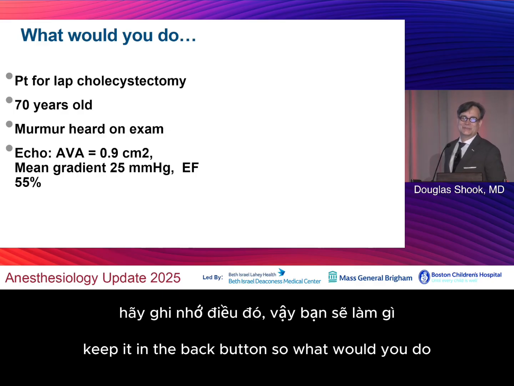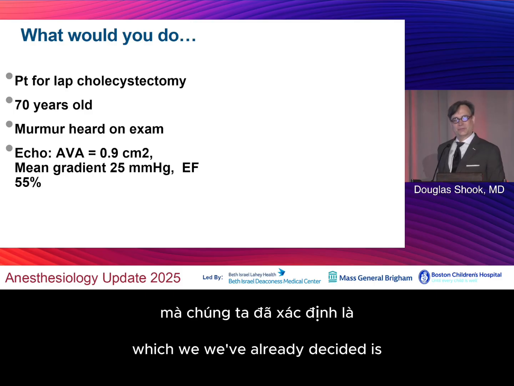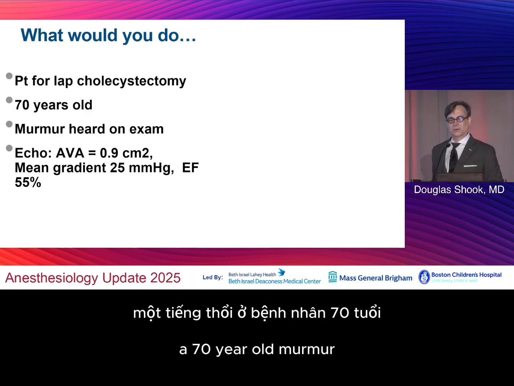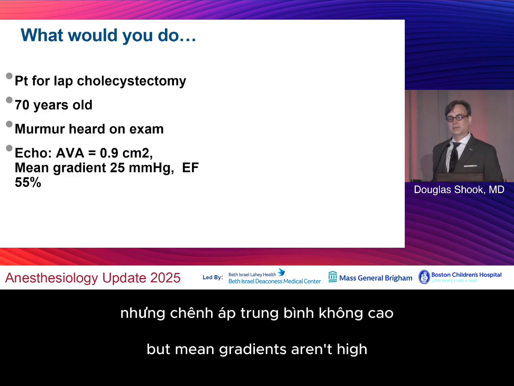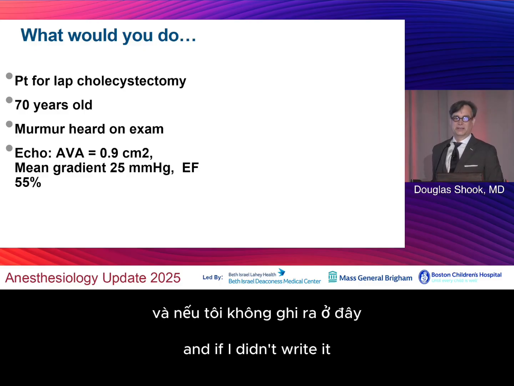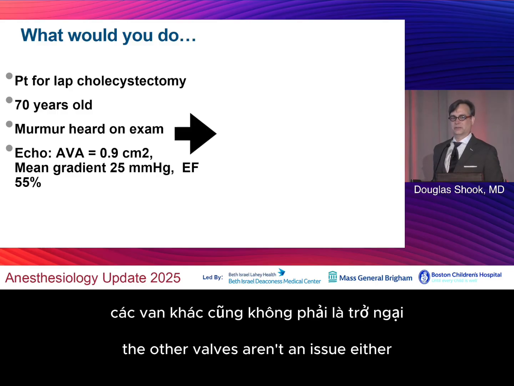So what would you do? All right, so you've got a patient going for the lap chole, which we've already decided is in the reasonable risk category. A 70-year-old, murmur heard on exam, valve area considered severe, but mean gradients aren't high, but you have normal left ventricular function. All right? And if I didn't write it, let's assume the valves aren't a problem. The other valves aren't an issue either.